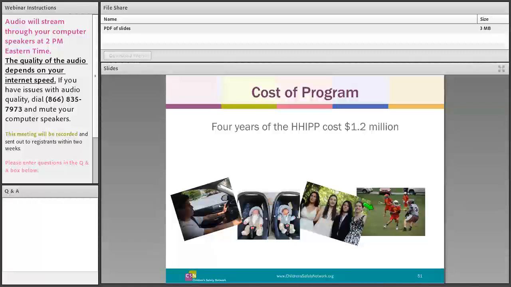Harlem did a great job of keeping track of the costs of their program. A lot of it was just labor costs. They computed that those 4 years of the Harlem Hospital Injury Prevention Program cost about $1.2 million.